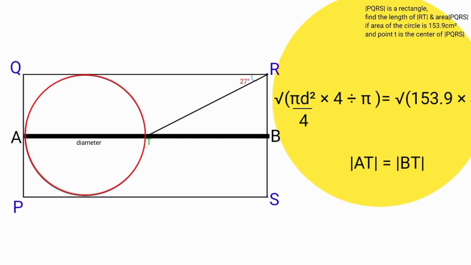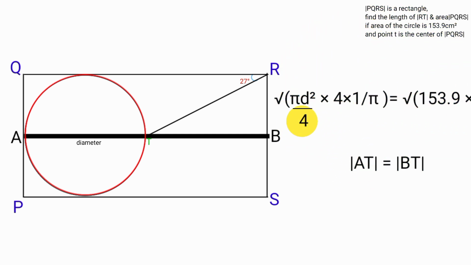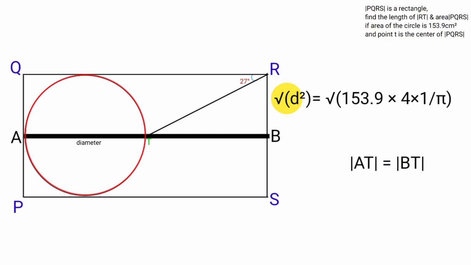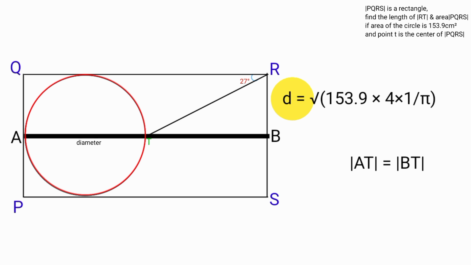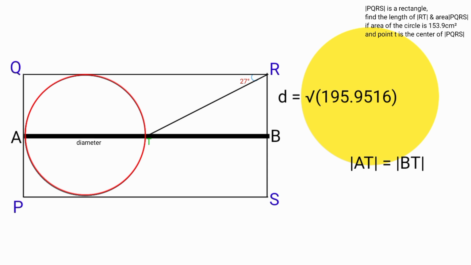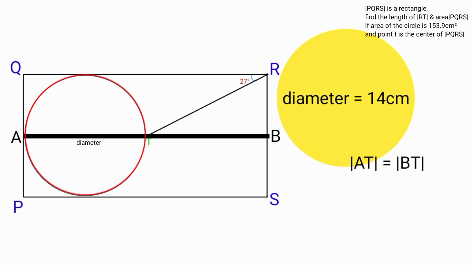Now the square root of pi d squared over 4 times 1 over pi is equal to the square root of 153.9 times 4 times 1 over pi. Here, this 4 cancels this 4, and this pi cancels this pi. Now I am left with the square root of d squared, and the square root of d squared is d, because d squared is d times d. So coming back here, 153.9 times 4 times 1 over pi, if you press your calculator, is 195.9516. The square root of 195.9516 is 13.9983, approximately equal to 14. So the diameter is equal to 14 centimeters.